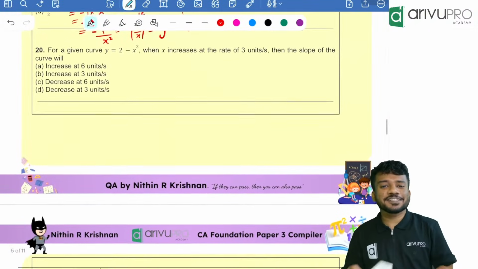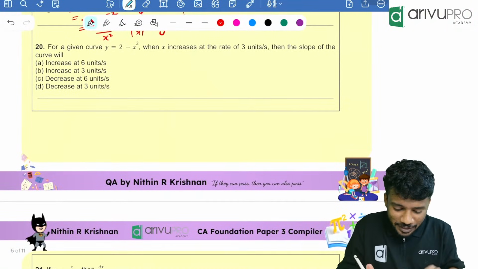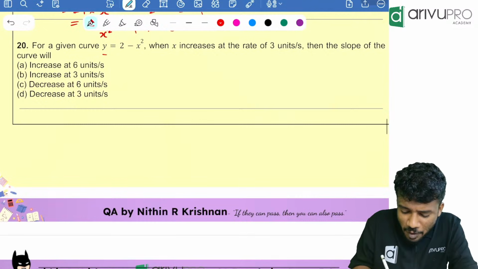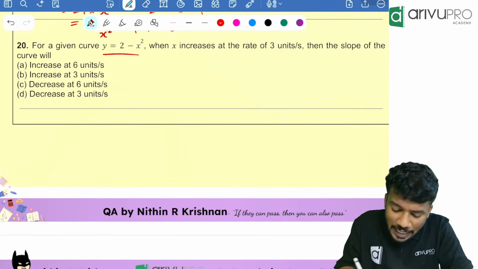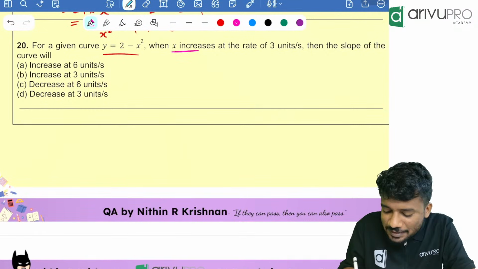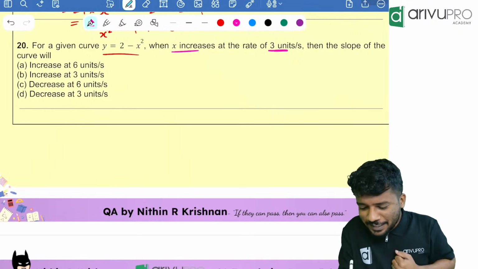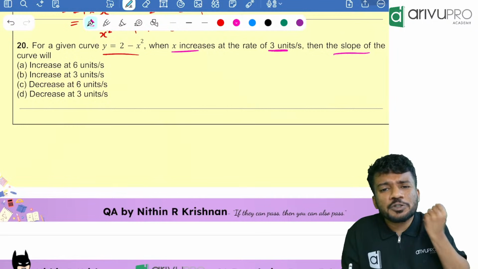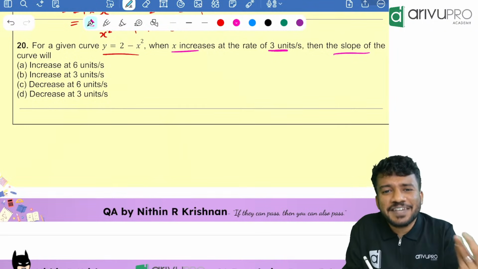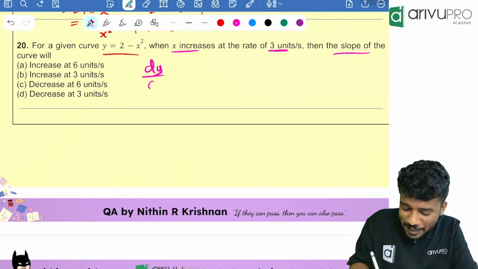Can we go for the next question now? Very easy question. Look here. For a given curve, y is equal to 2 minus x square, when x increases at a rate of 3 units per second, then the slope. People, how to find slope? Slope is always the derivative of the curve. That means dy by dx.